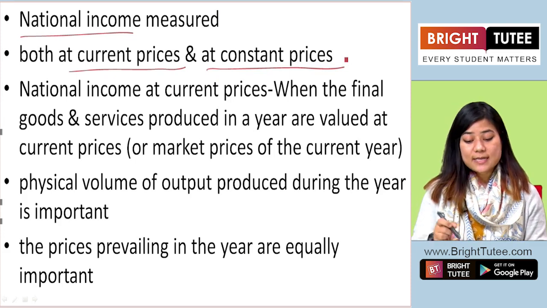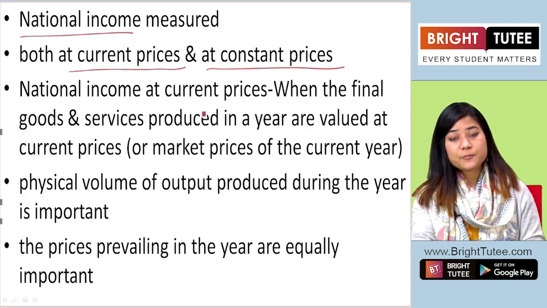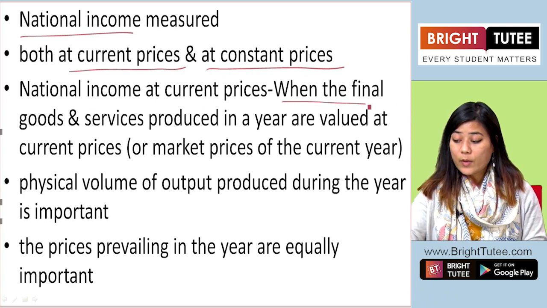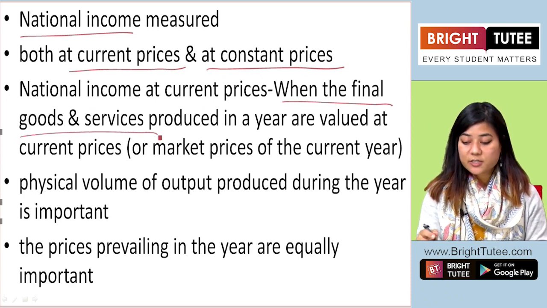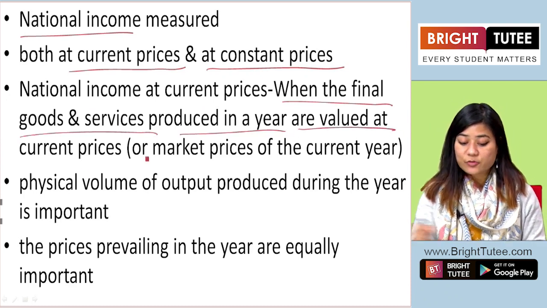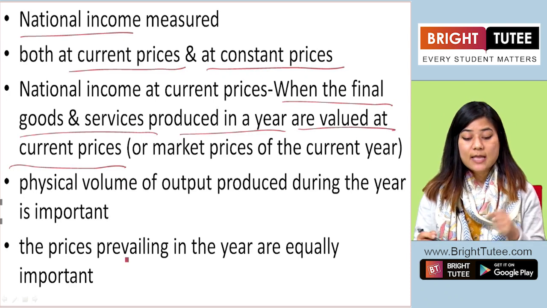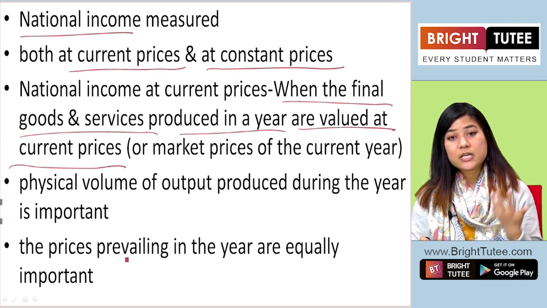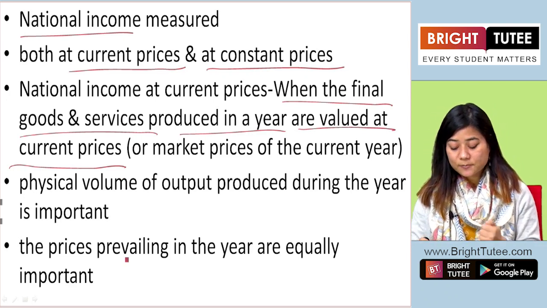So what is national income at current prices? When the final goods and services produced in a year are valued at current prices, then that is called national income at current prices.